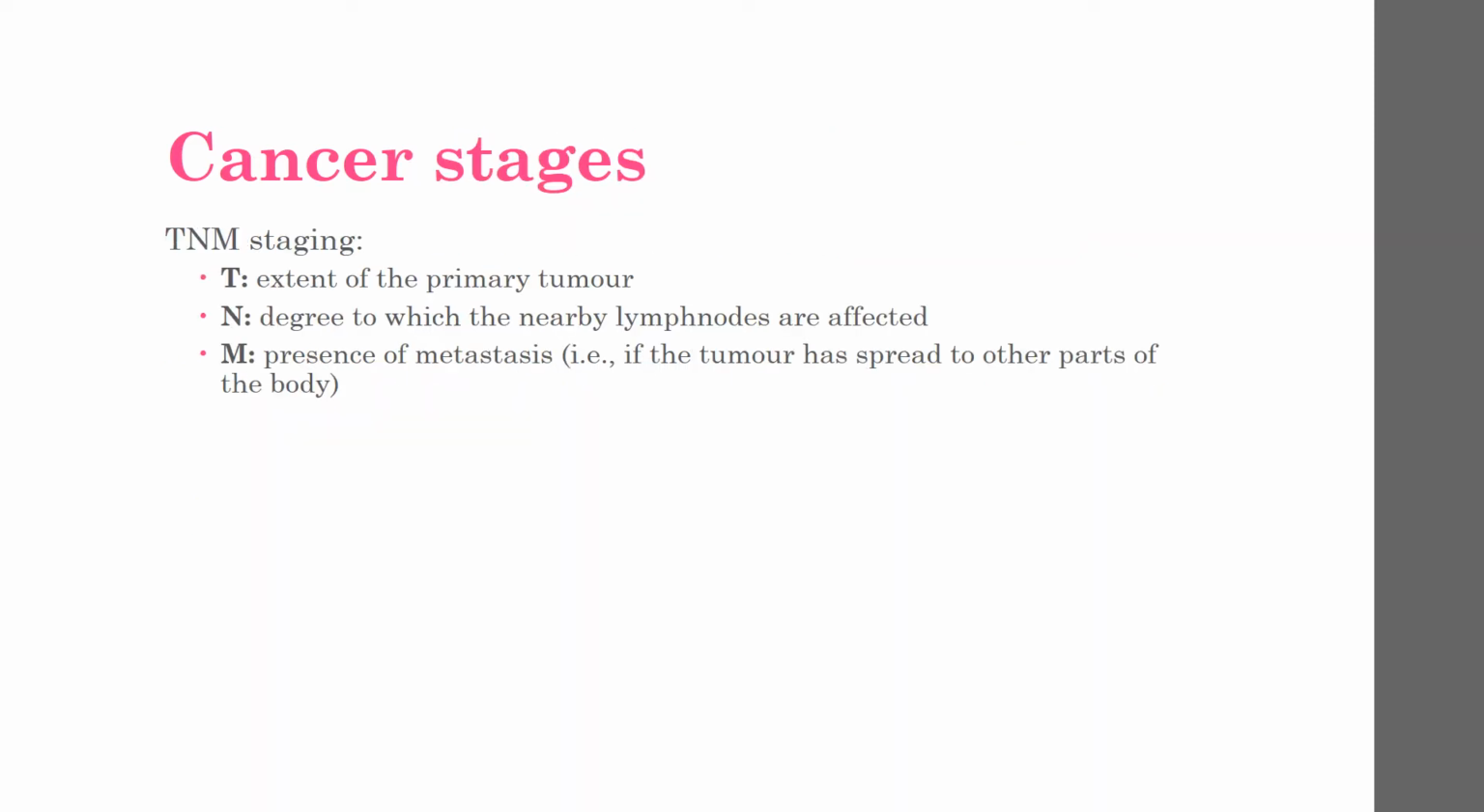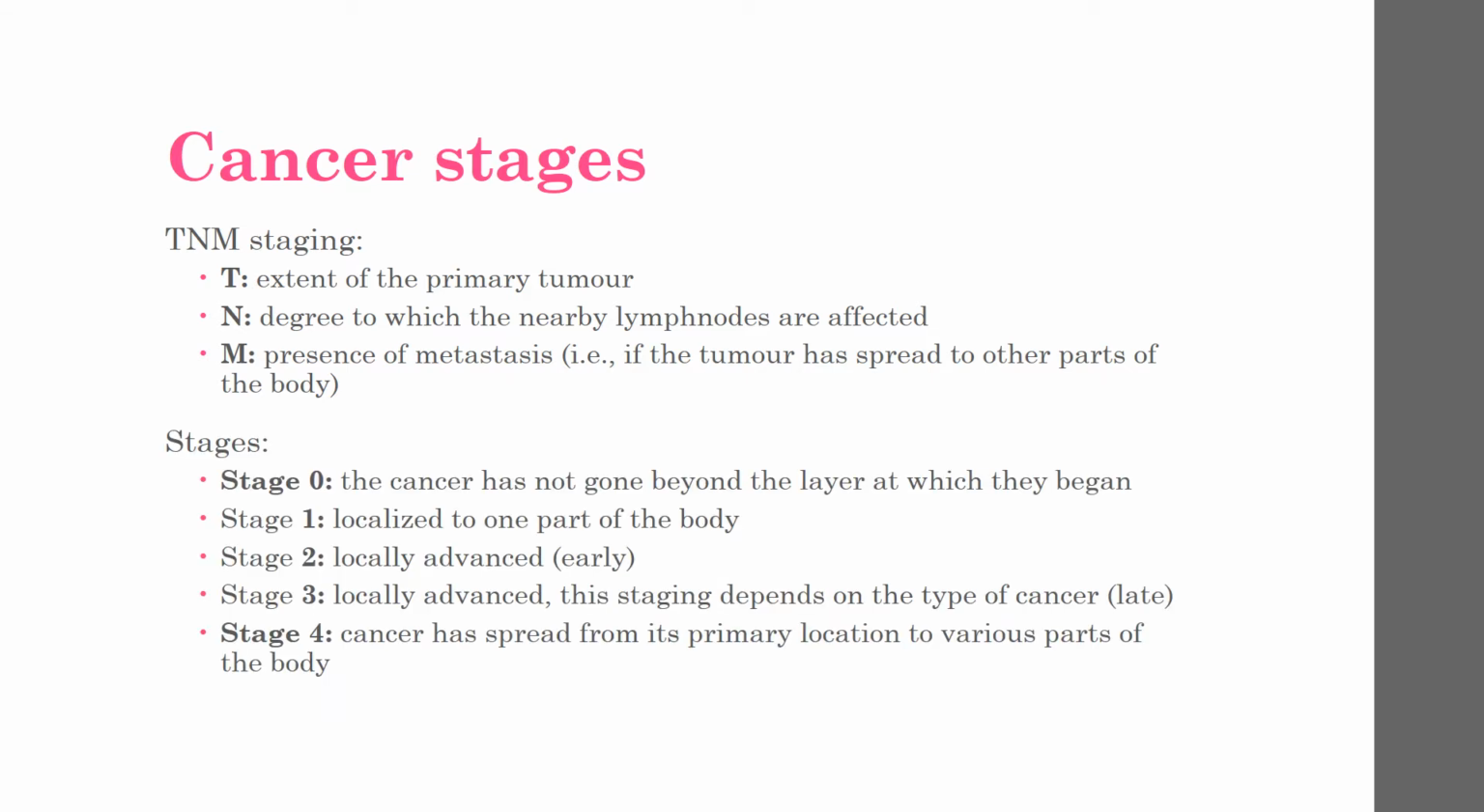Now, cancer is understood in stages, and there's this technique called the TNM staging that's used to figure out the extent and the degree of damage that the cancer cells have done to the body. So T is the extent of the primary tumor, N is the degree to which the nearby lymph nodes are affected, and then M is the presence of metastasis, which is basically if the tumor has spread to other parts of the body.